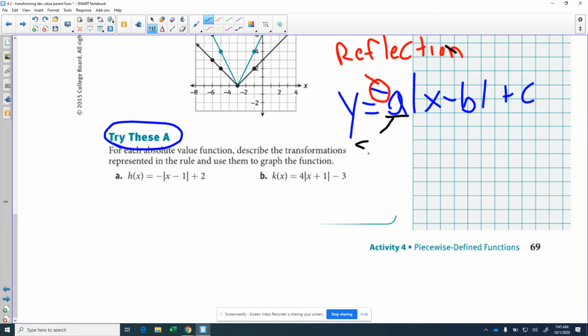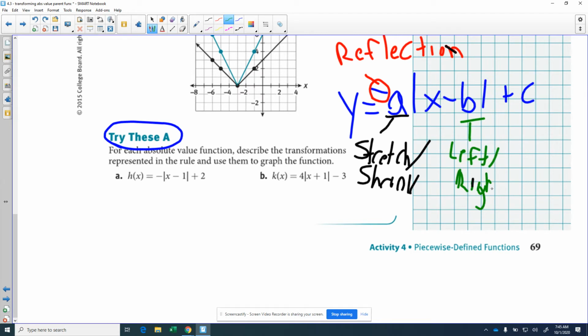The a value causes a stretch, or the one we haven't seen yet is a shrink. That's when you have a fraction. The b value is left and right, and that one is always opposite. And then c, my last one that I have to talk about, causes it to go up or down. And just by using these four pieces, I can pretty much graph or state everything that's going to happen within a function.